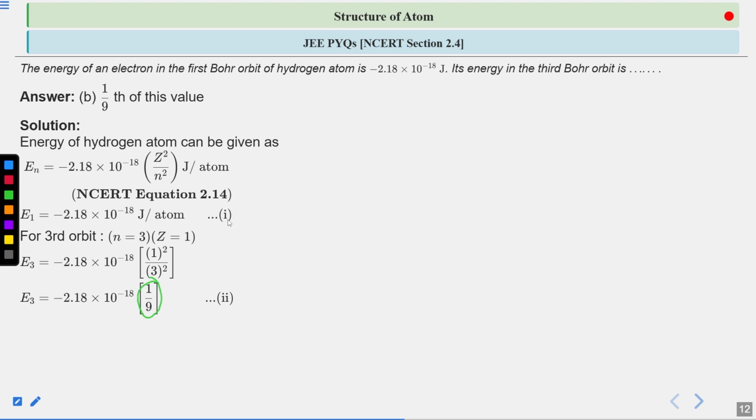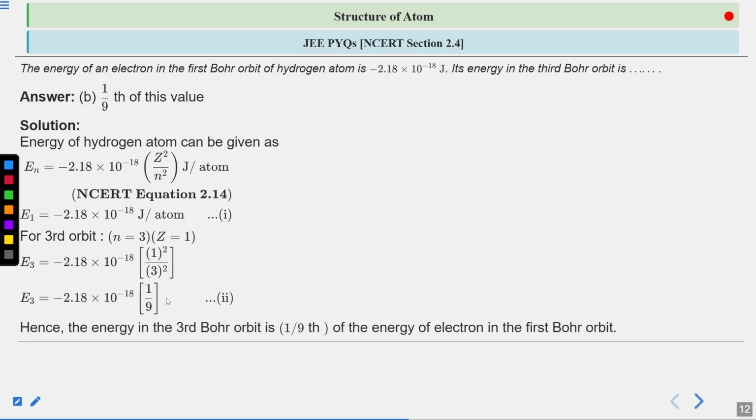Now compare these equations 1 and 2. On comparing, you will easily find that this is the energy of the first shell and this is the energy of the third shell, which is 1 by 9th of the energy of the first shell. Therefore, the correct answer will be B. I hope it is clear to you. You just have to apply this formula and calculate.